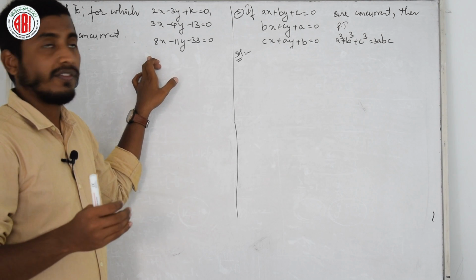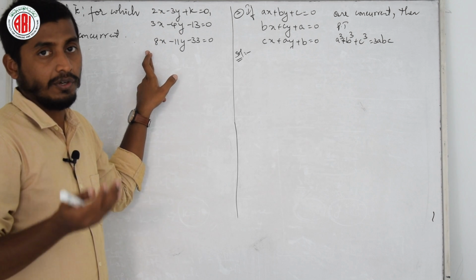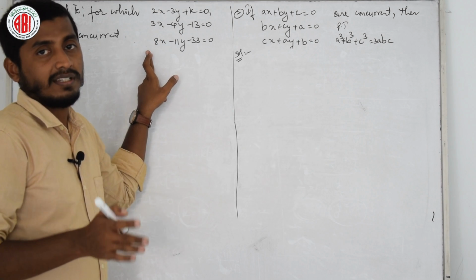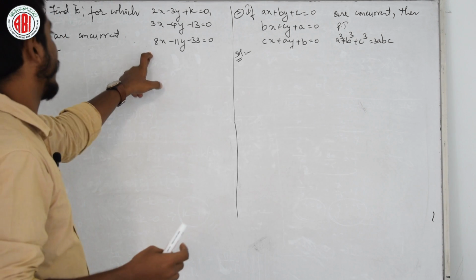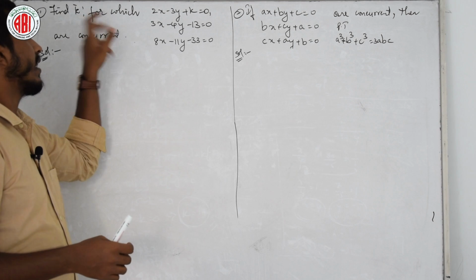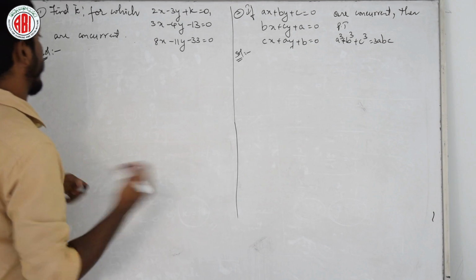If the determinant of the coefficients of the three equations is equal to 0, then the three equations are said to be concurrent. Okay, let us solve it in this way. See here, we are asked to find k for which these three equations are concurrent. Let us substitute.